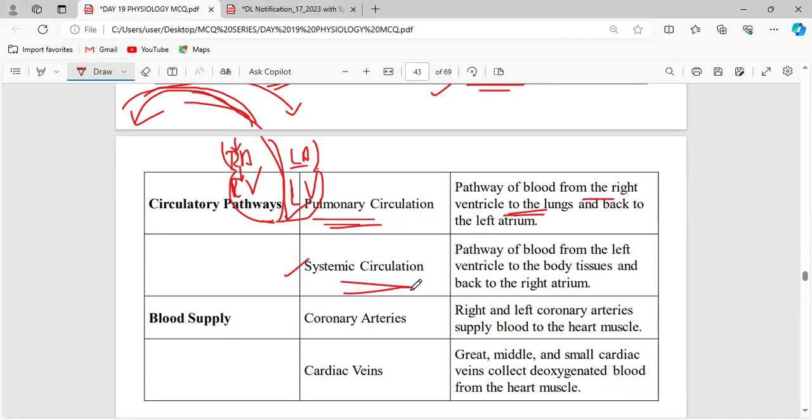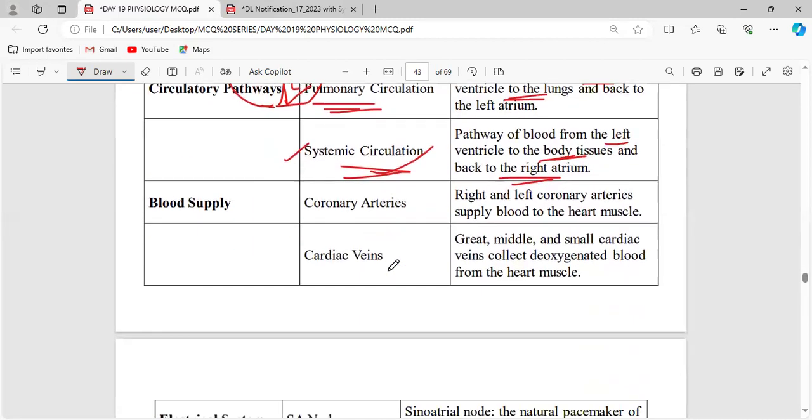And what about systemic circulation? Here, blood goes from the left ventricle to the body tissues and back to the right atrium. This is systemic circulation. Now how is the heart supplied with blood? By the coronary arteries and cardiac veins. The right and left coronary arteries supply blood to the heart muscle. The great, middle, and small cardiac veins collect the deoxygenated blood from the heart muscle.